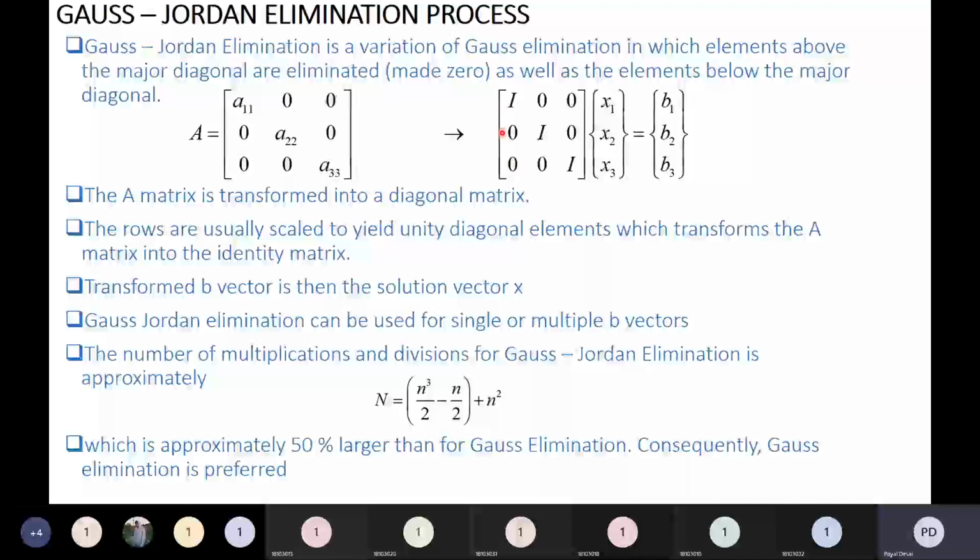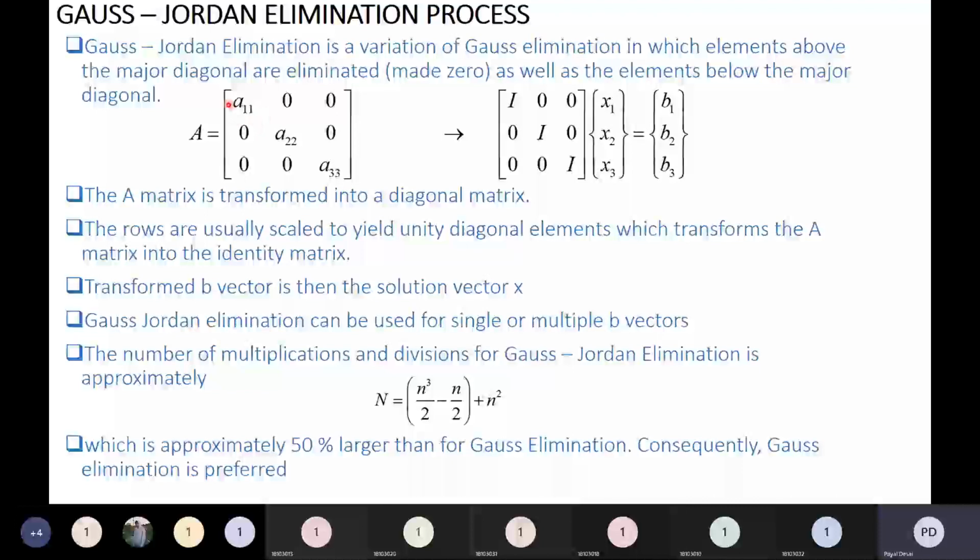And also, basically this matrix is named a diagonal matrix. Okay, so this A matrix is transformed into a diagonal matrix. Also we have to scale these elements in the diagonal matrix.